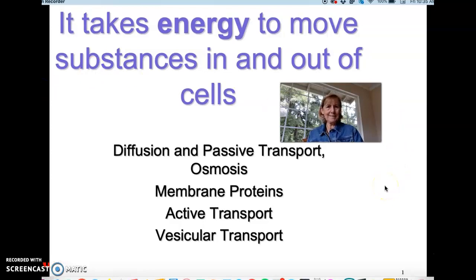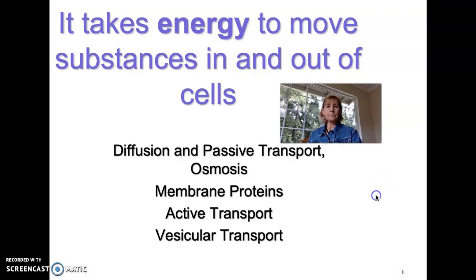And it's very important what gets in and out of a cell because it could come in and burst a cell if too much comes in, or too much comes out, and it could shrink a cell. So very important as to what can get in and what cannot.